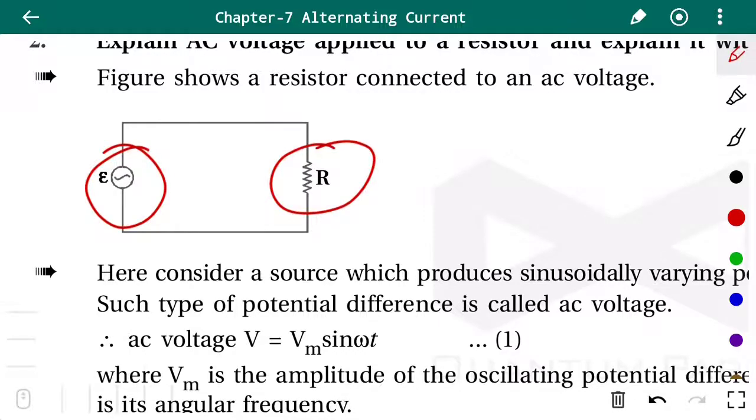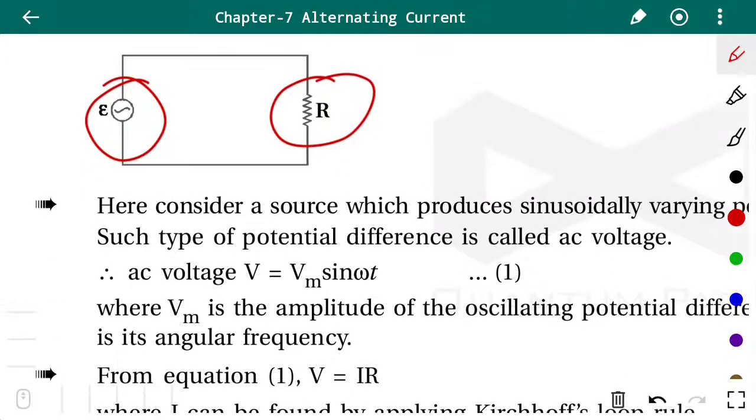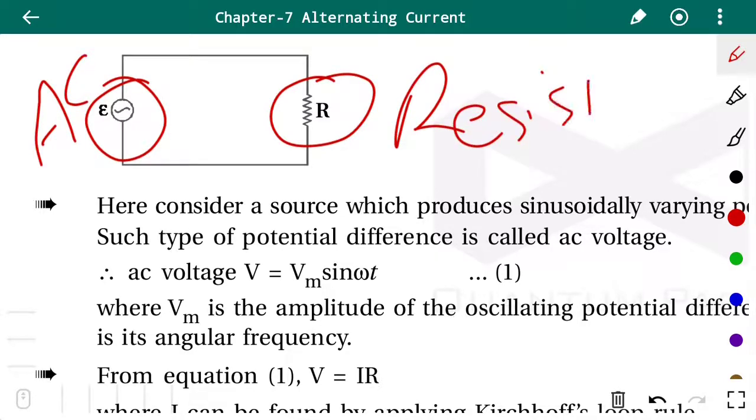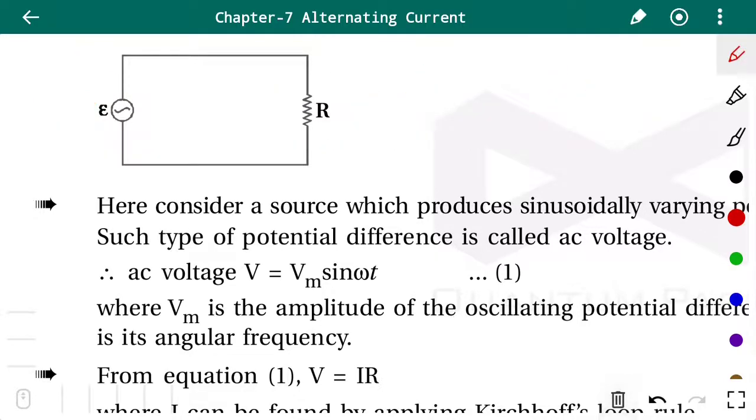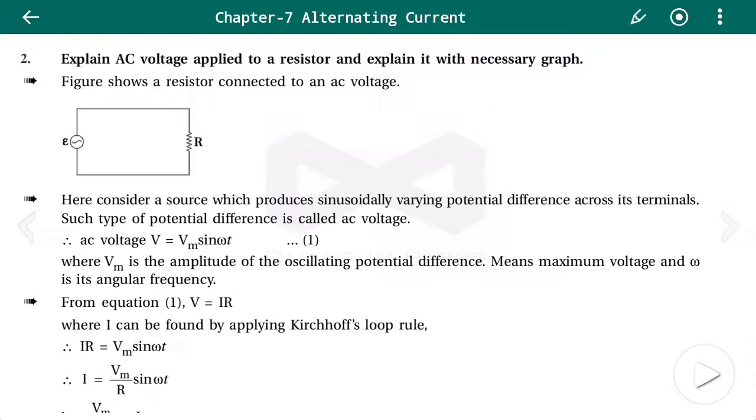So in the circuit we are having an AC source and a resistor. The figure shows a resistor connected to an AC voltage. Here, consider a source which produces a sinusoidally varying potential difference across its terminals. Such a type of potential difference is called AC voltage.